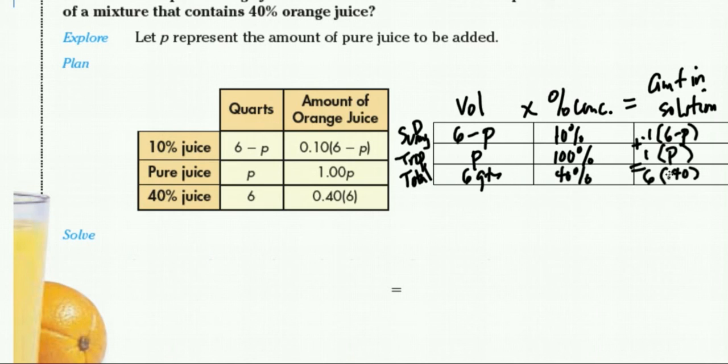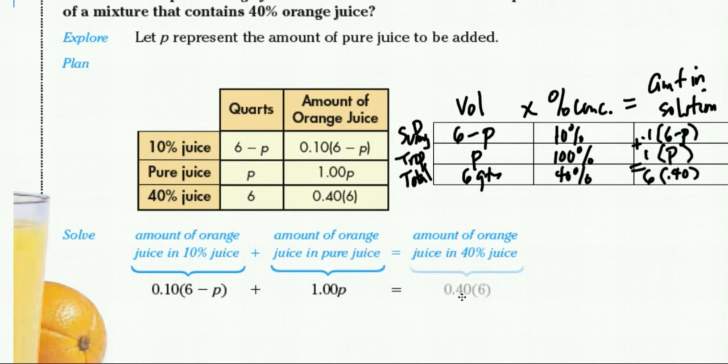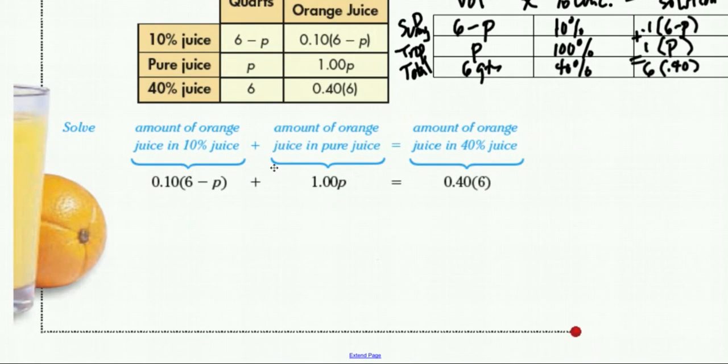Okay, so knowing that, we now come up with a solution, which is the amount of orange juice in 10%, which is this one, plus the amount of juice in pure orange juice, which is that one, will equal the amount of juice in 40% juice, which is that one. So we simply substitute the values. 0.1 times 6 minus P plus 1 times P equals 0.4 times 6.